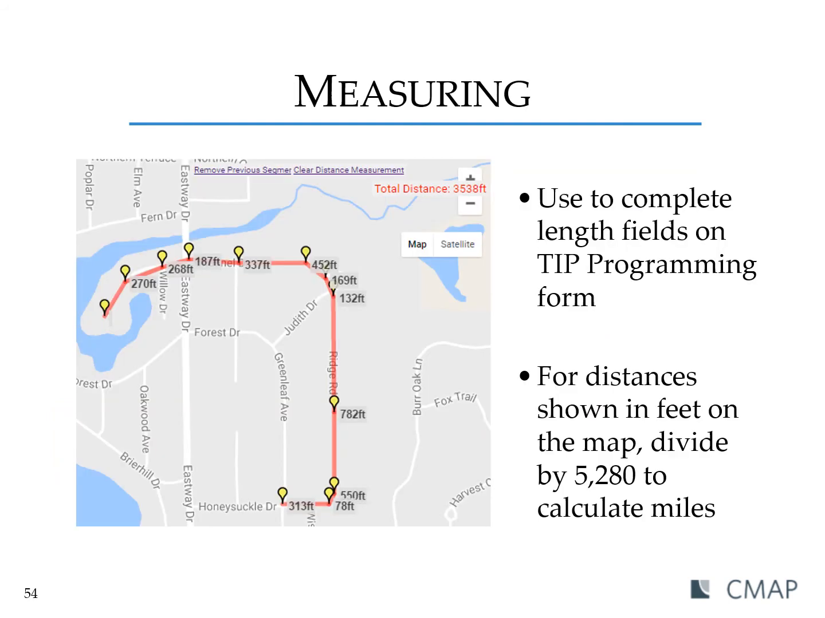The map also has a measuring tool. Sometimes projects don't end at an intersection, so this is a good way to see where exactly to map a project. This is a similar process to adjusting a segment or adding a node. There is a Measure a Distance button in the top right corner, and then you can drop these pins to measure the distance. This can be useful when completing the length fields on the TIP programming form. Just a note that if it is used for that, the map is done in feet and the length fields are in miles, so you would need to make that conversion from feet to miles.